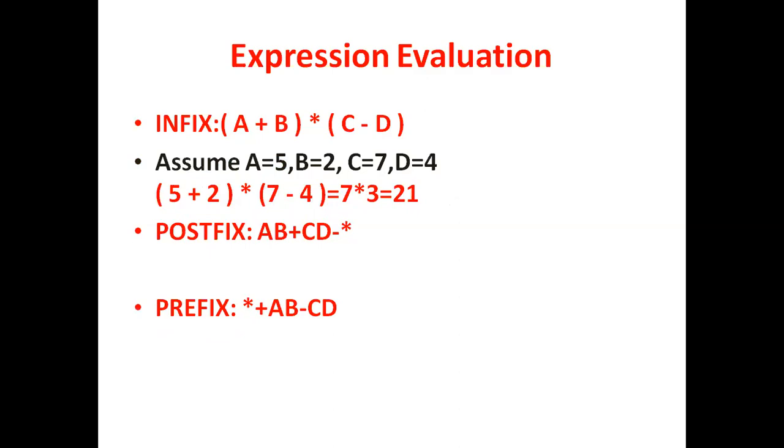Suppose we replace the variables in the postfix form: 5 2 + 7 4 - *, where a value is 5, b value 2, c value 7, d value 4. The prefix form is * + 5 2 - 7 4. This is the way we can convert our infix into the resultant forms. But here the question is how to calculate our postfix expression into the result 21, and likewise how to calculate our prefix expression into 21.